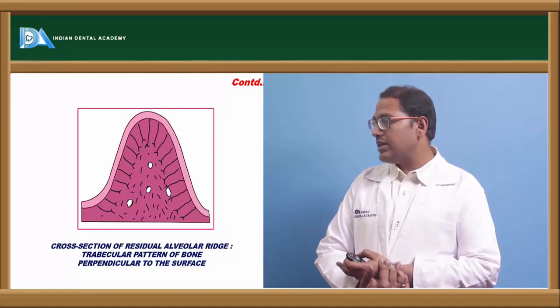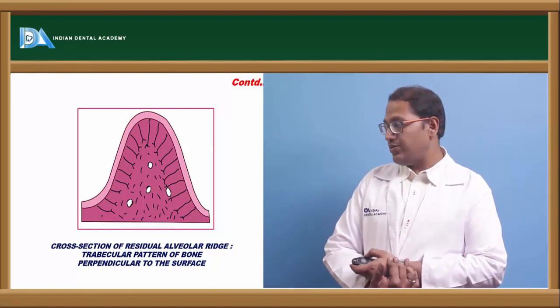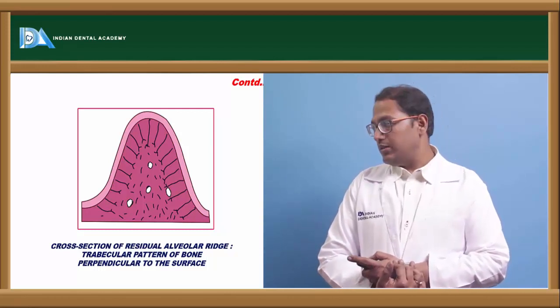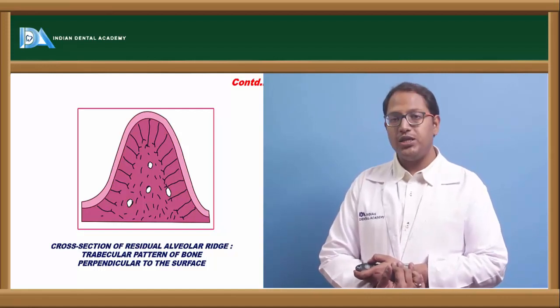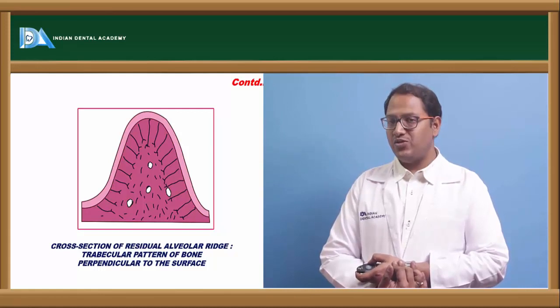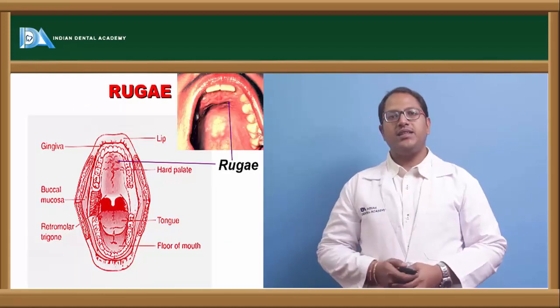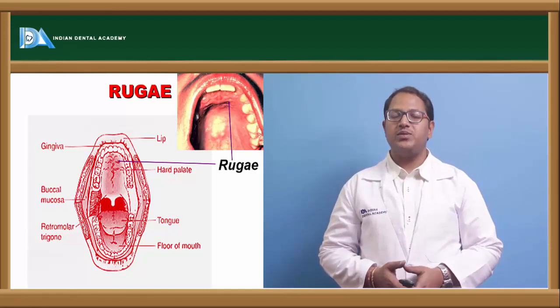Now what you need to observe here is the trabecular pattern. We can see those trabecular patterns are perpendicular in the cross section, perpendicular to the force acting in mastication. So that is another reason that it is considered a primary stress bearing area, but not the crest of the ridge, of course. The next thing that we will talk about is rugae. As we said, rugae is a secondary stress bearing area.